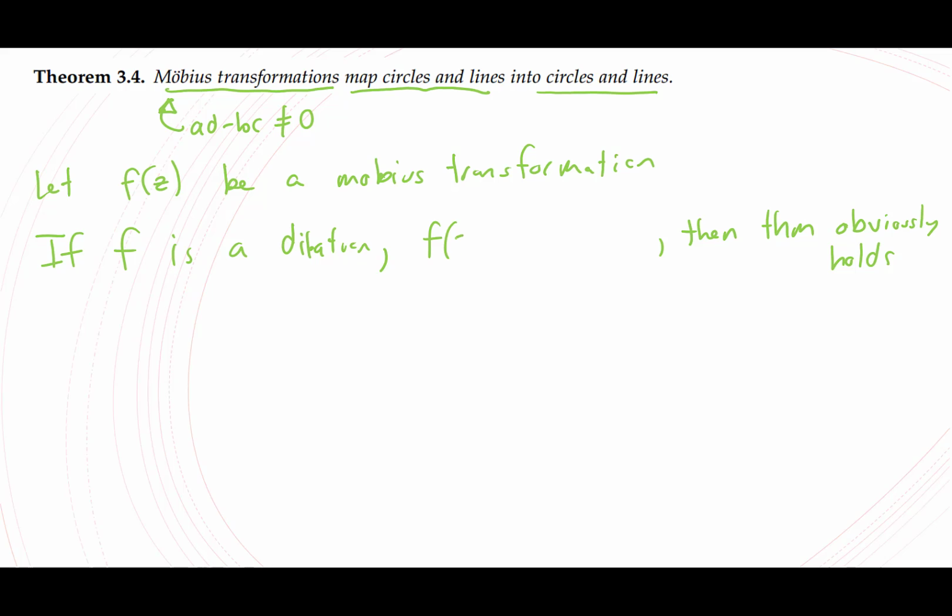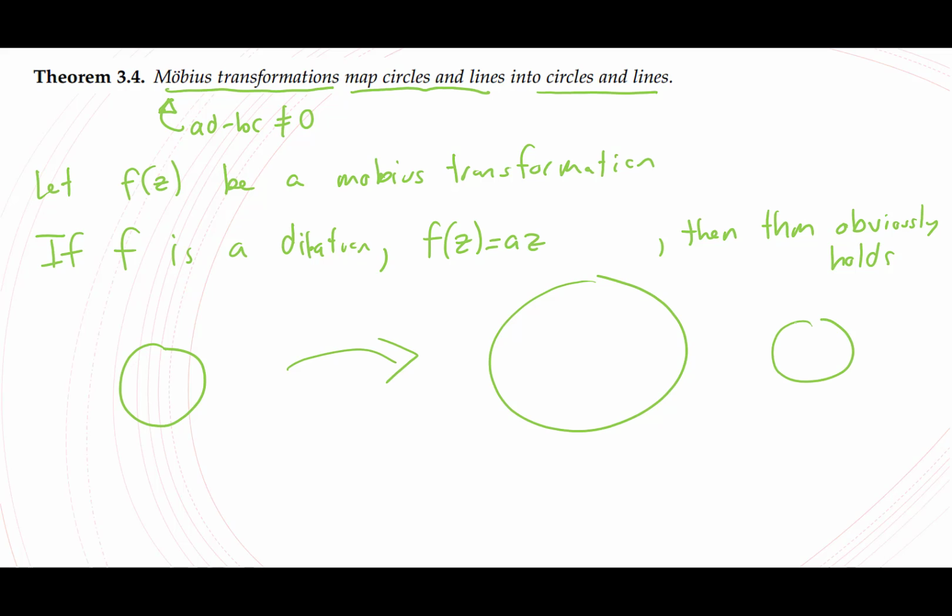Okay, so if we have f of z is equal to az, the theorem is also obvious because, well, what does a dilation do? It would either take a circle and make it into a bigger circle or a smaller circle, which is what the theorem is saying it's doing. And similarly for lines. Maybe it's doing something like this, or something like that. In any case, you're just dilating a line, stretching it or shrinking it.